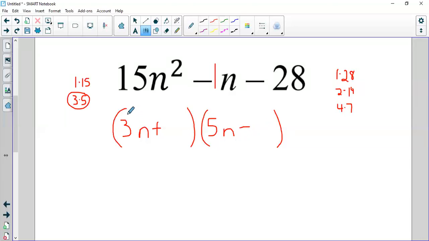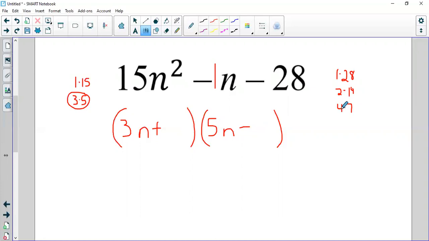You have to make sure you put in the right spots. All right, so I got a 3 and a 5. And then I'm probably not going to use 28 and 1. I'm probably not going to use 2 and 14. I'm probably going to use 4 and 7. So I'll try it. But I can't have any GCFs.